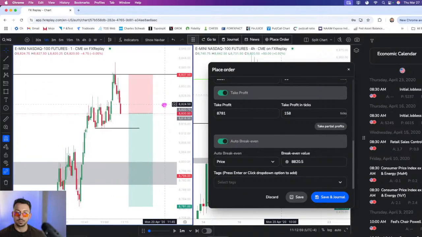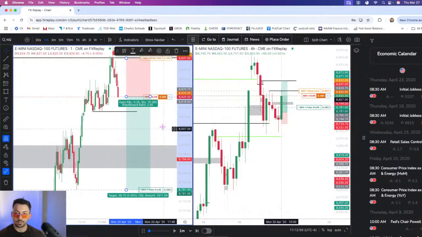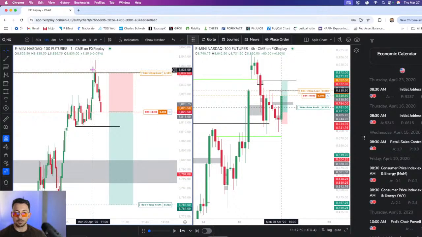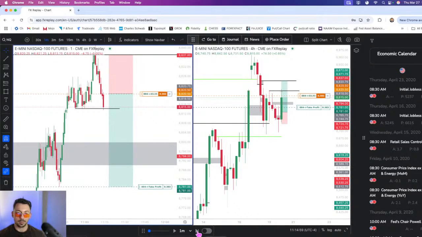I think the RR is great. 8814.25. So we swept an hourly high. We have a really nice inverse V shape, good stop to break even, and a good take profit. All right, so there's a stop to break even. This is a free trade.